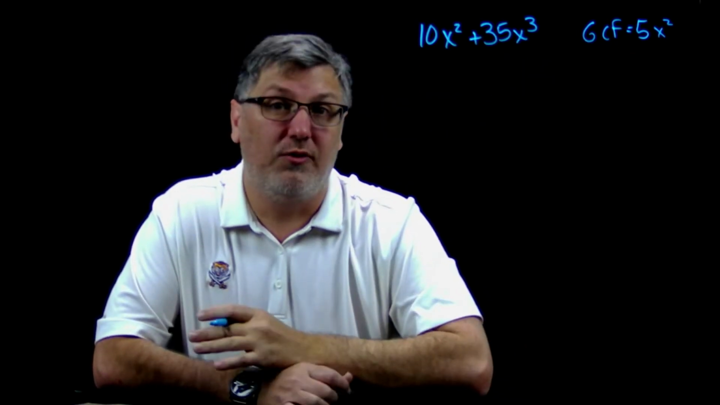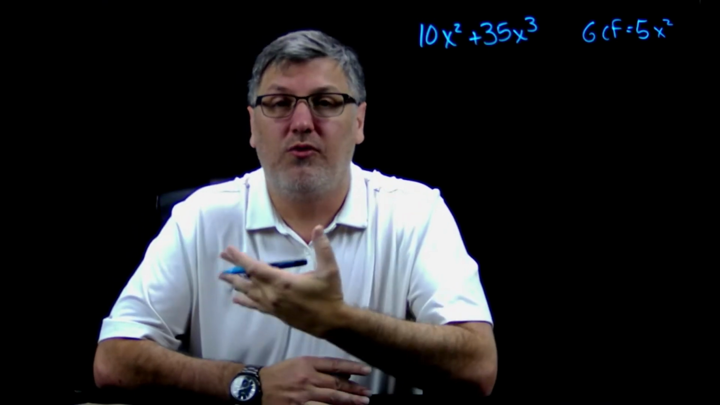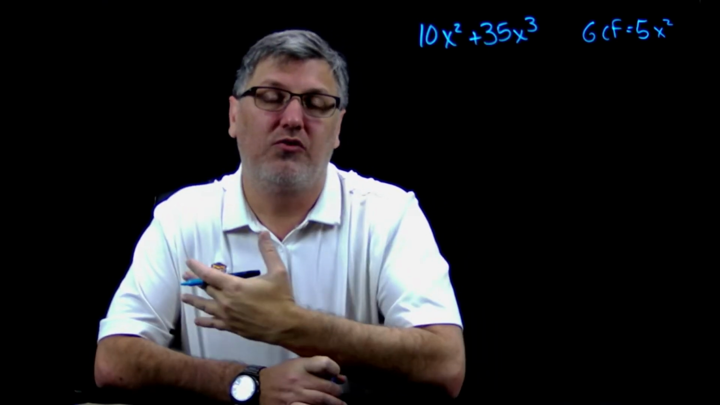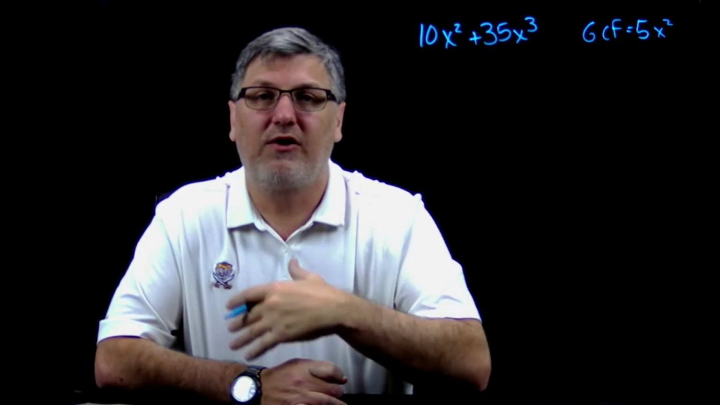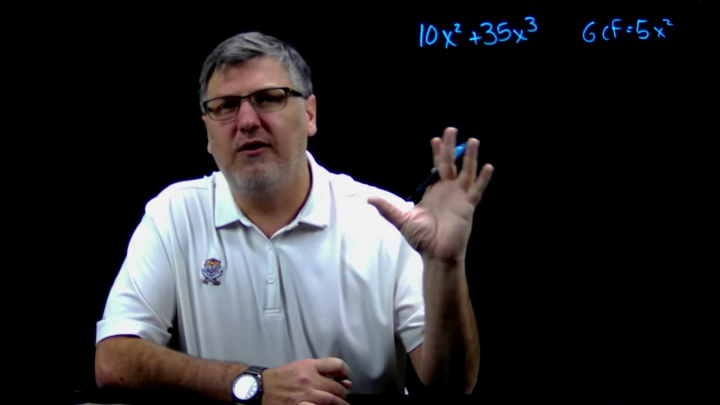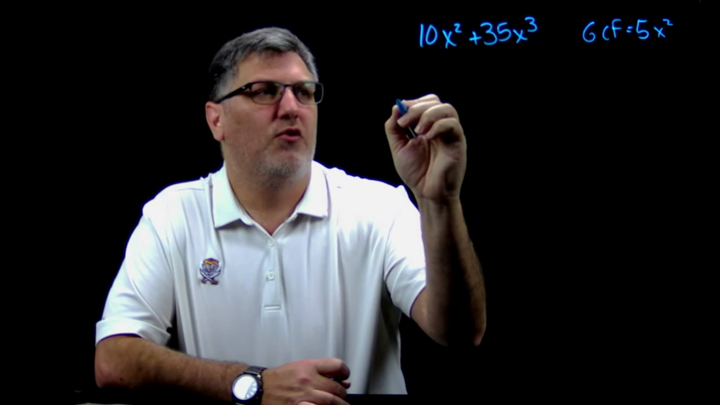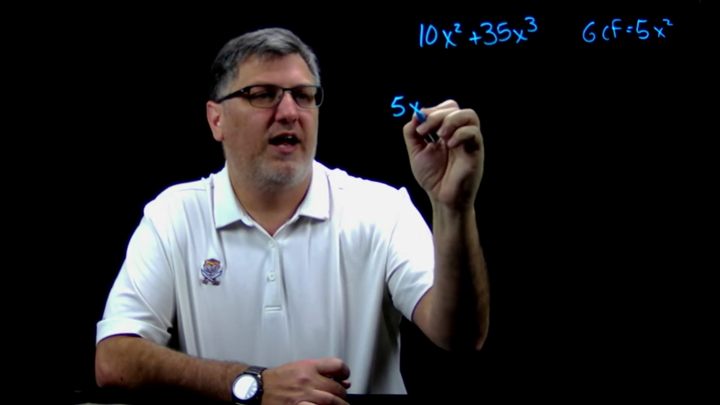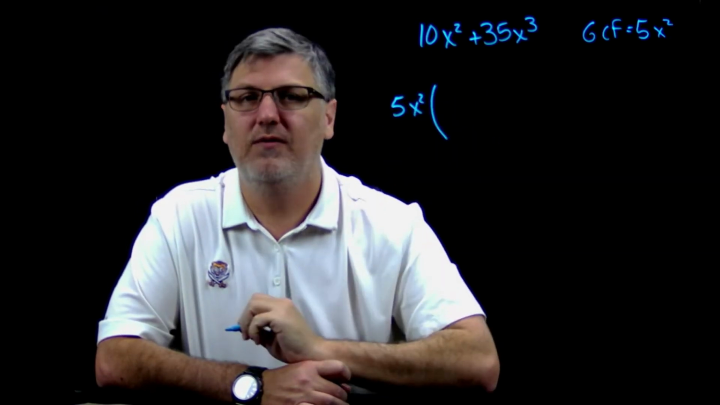Now what do I do with this? Well, really what we're doing when we're factoring is we're undoing multiplication. In this case, with the greatest common factor, we're going to undo the distributive property. So if I'm undoing multiplication, I'm going to write it as multiplication. So I have 5x squared times something.